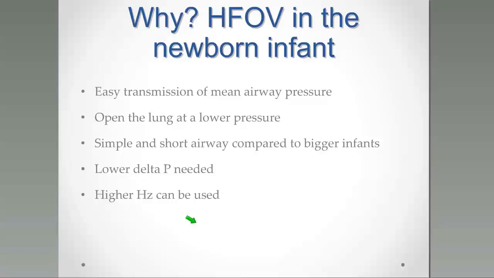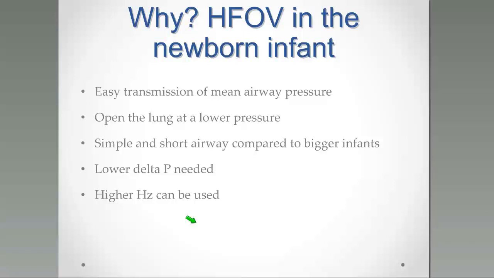Why do we use HFOV in the newborn infant? Okay, as I told you, high frequency oscillatory ventilation can be very easily used in the neonate because the neonate has a very short and very low ramification, low branching, of the lung. So the transmission of the mean airway pressure is going to be very easy, and we can improve the lung volume. We can recruit the volume of the lung more easily, many times, using high frequency ventilation than with conventional.